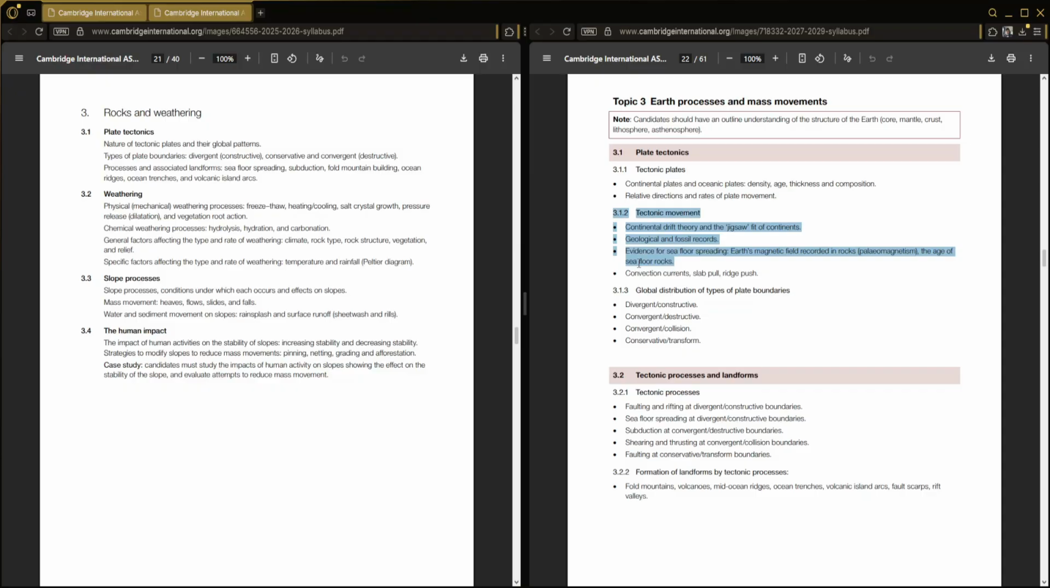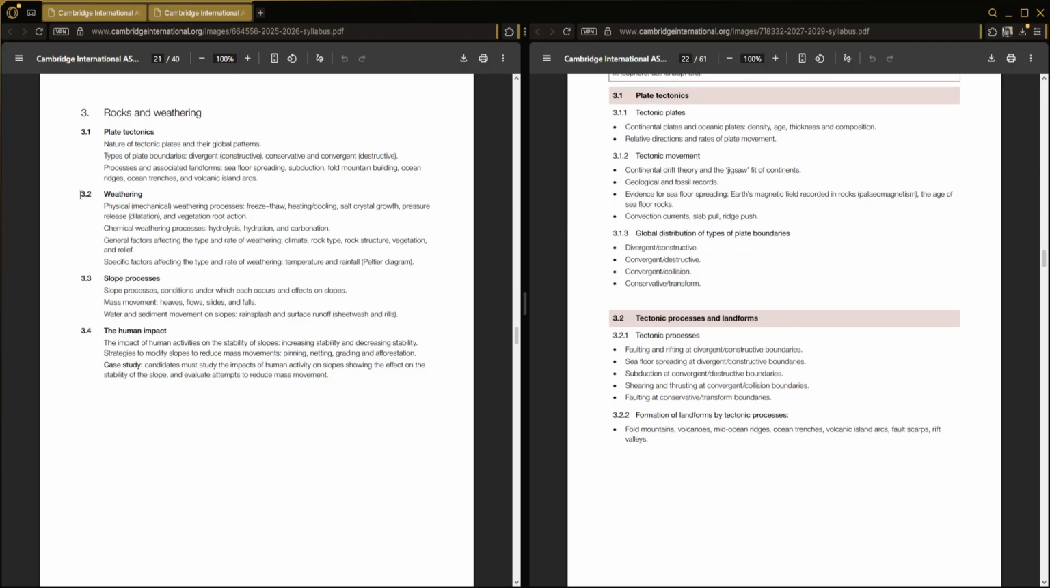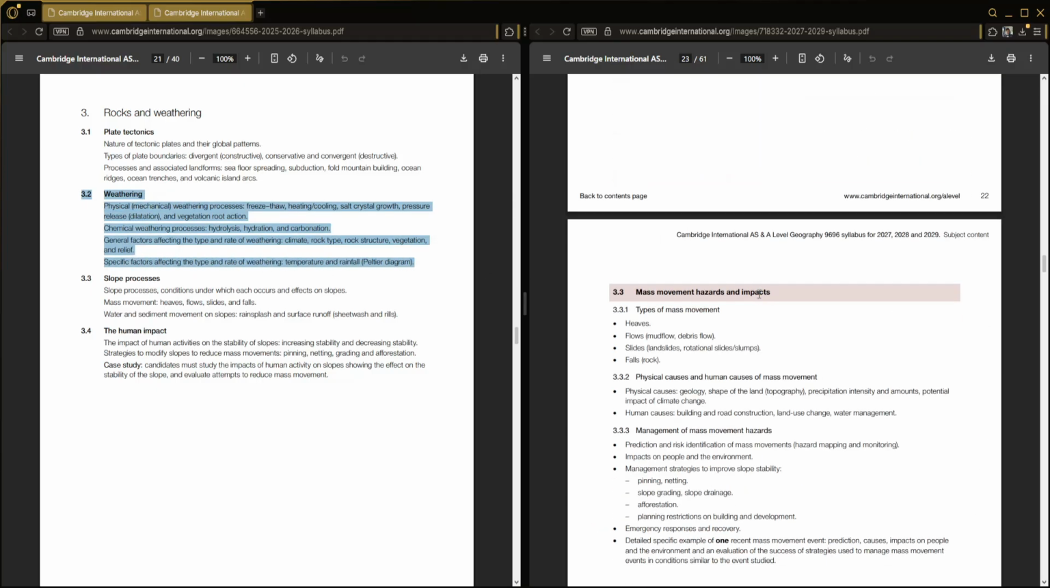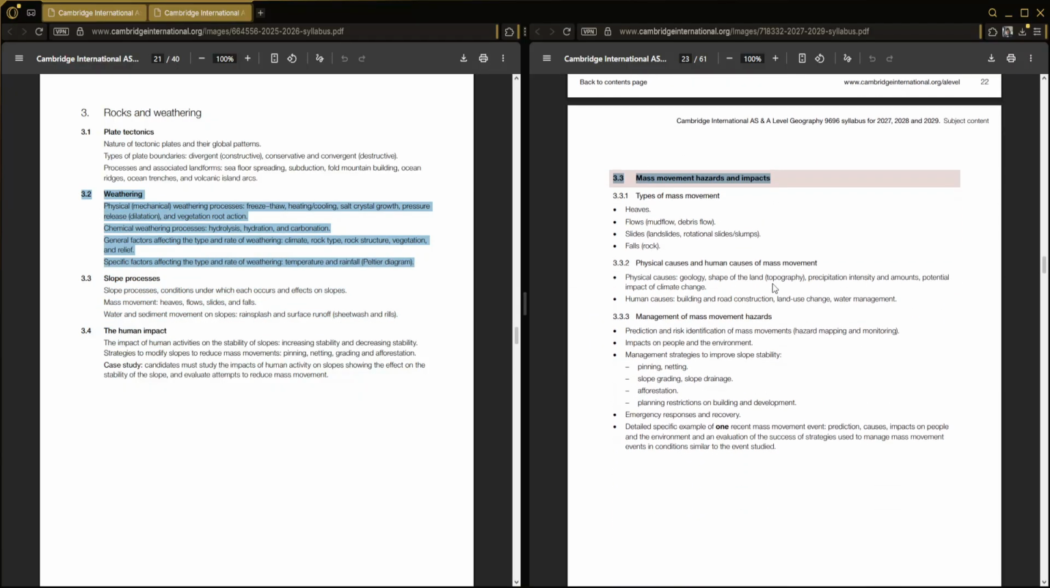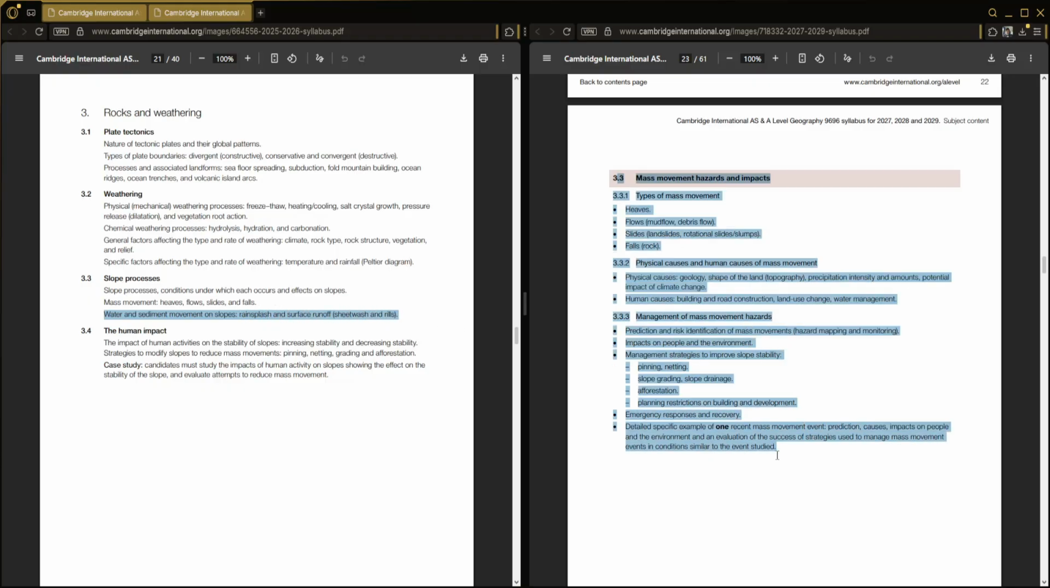And even with this thing, you might be like, oh, why did it add stuff for us? They actually removed the whole of weathering. So 3.2, which is weathering, which is quite a lot of things to be honest, is completely gone. As you can see here, 3.3 is mass movement hazards, which should be slow processes and human impacts. So no more weathering, this is completely removed, which is really, really good for how much we have to study, essentially. More things that are removed actually is water and sediment movement on slopes, which is rain splash, surface runoff, sheet wash and rills, completely gone from this topic as well.